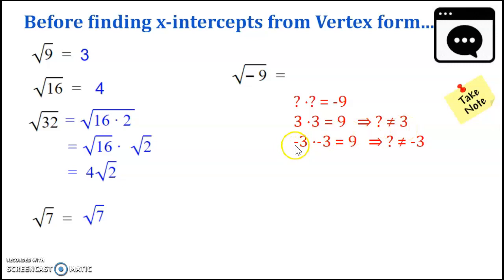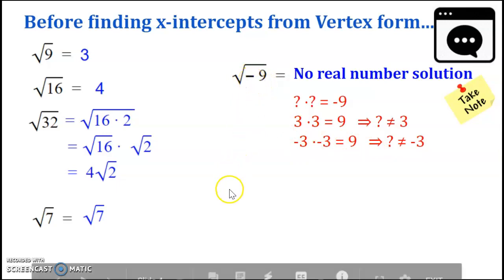What about negative 3? Well, negative 3 times negative 3 is positive 9 also. So that question mark number cannot be negative 3 either. Okay, it so happens there are no real numbers that will multiply to itself twice that would give negative 9. Later on you're going to learn about complex numbers, and that's pretty exciting. So for now we say there is no real number solution. Because 3 doesn't work, negative 3 doesn't work, and there are no other numbers that will multiply to itself twice to give you negative 9 as the final answer.